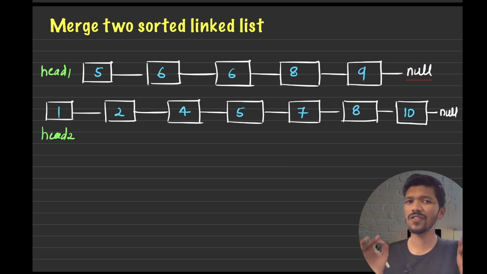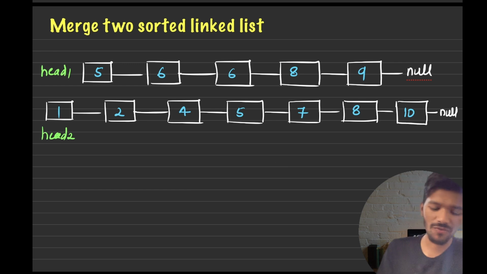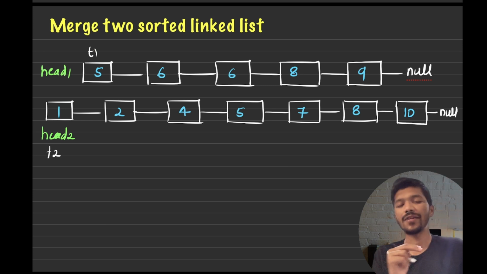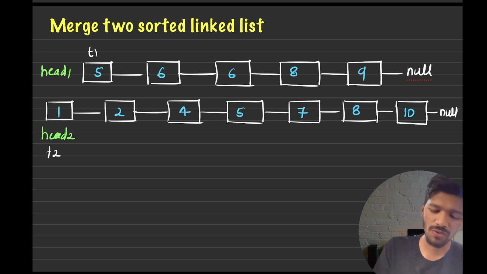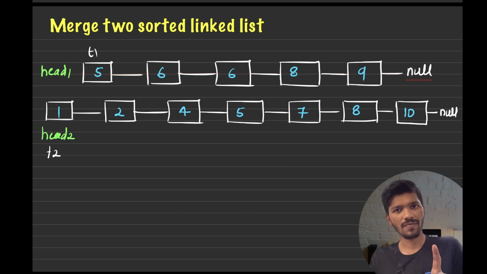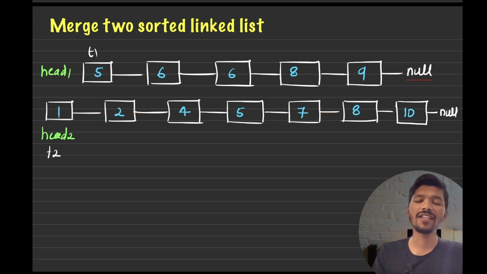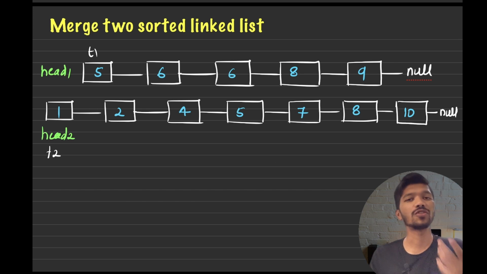What is the first solution that comes to your mind? We can simply keep two pointers, temp1 initially pointing to head1 and temp2 initially pointing to head2. We will traverse the whole linked list of the first head and the whole linked list of the second head, store them in an array, then sort the array, and then construct the new linked list from the sorted array, right?